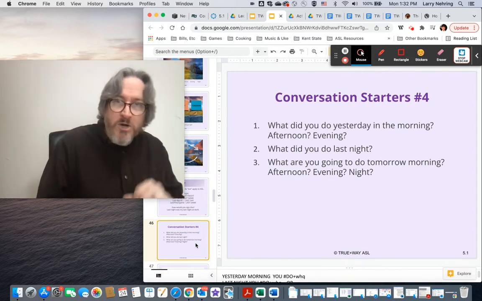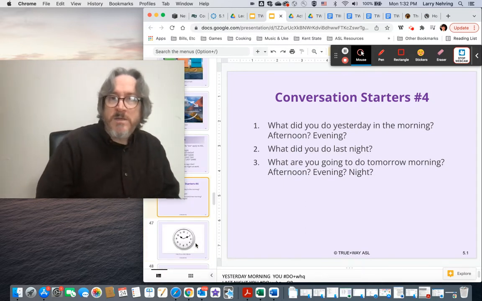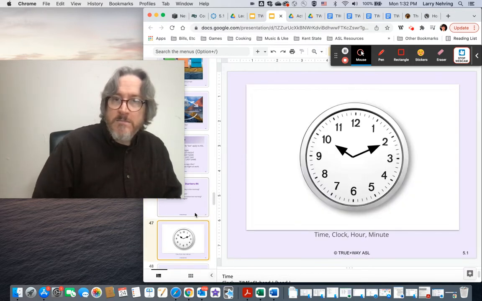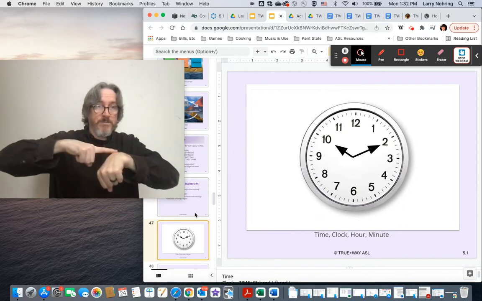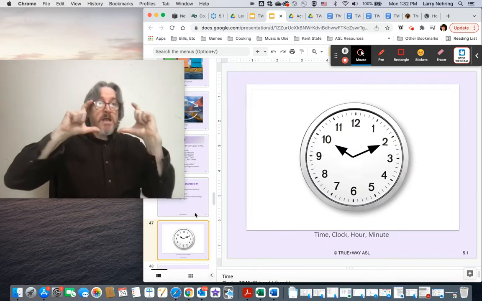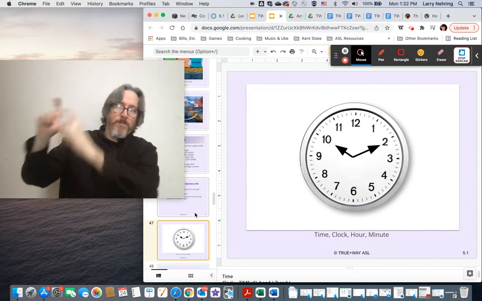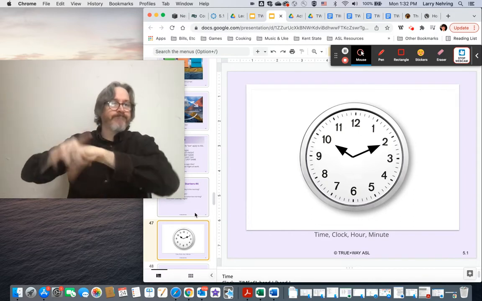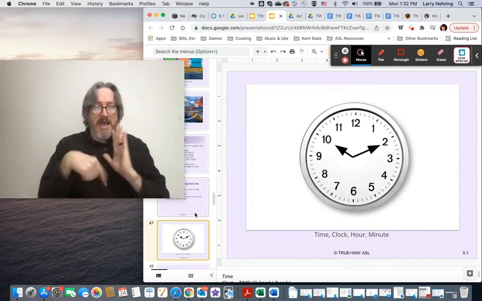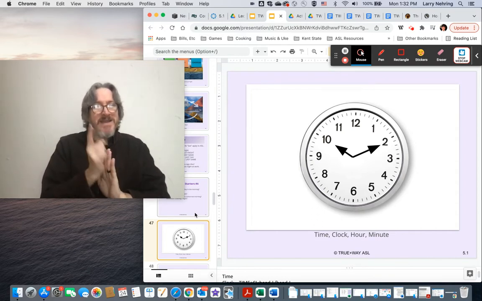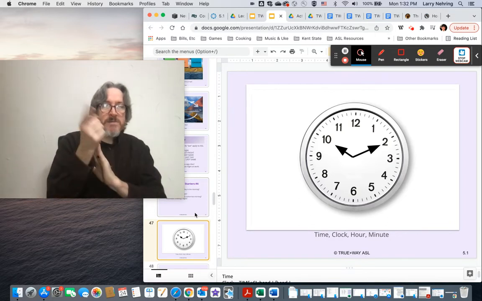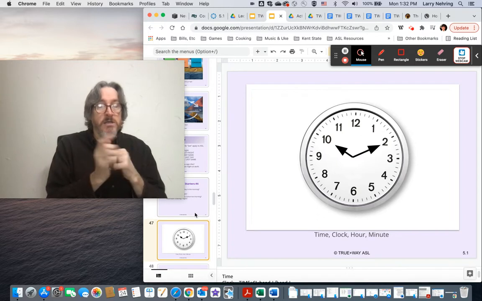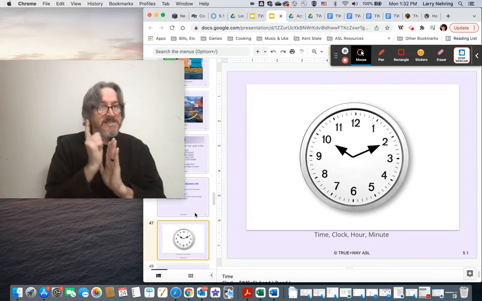Okay, so more conversation starter questions. And so time, clock, most of the time I see this. So here's the time, here's the clock on the wall. Clock, hour, minute and second are basically the same. Sometimes you'll see it up here, sometimes you'll see it in the palm. There's different preferences. Minute tends to last longer than second.